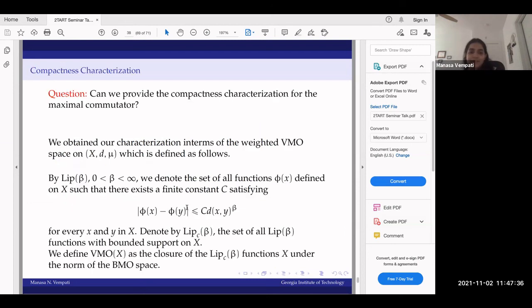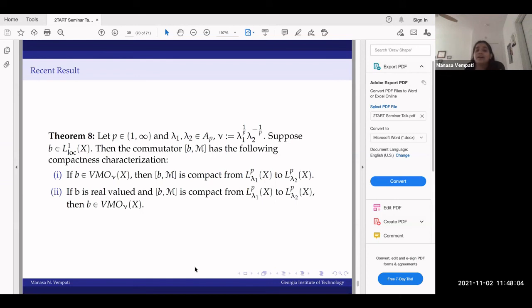I don't know if I have time, but this here is the definition of the VMO space. In order to define the VMO space, we consider the Lipschitz functions on the space of homogeneous type, and we consider the closure of these Lipschitz functions under the norm of BMO space to construct the VMO of X. And we can characterize the compactness of our maximal commutator and the commutator with respect to the Hardy-Littlewood maximal function with respect to b that lies in the weighted VMO space of X.